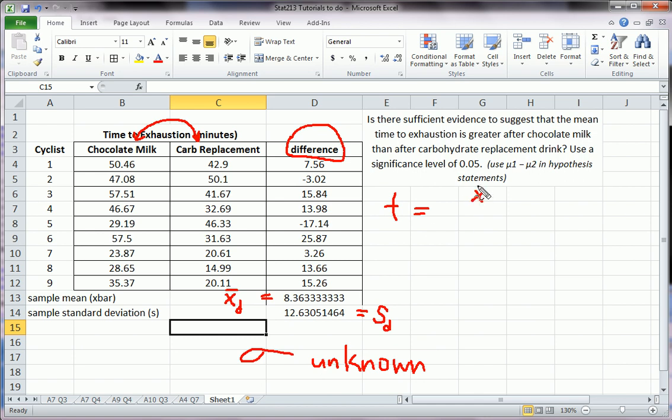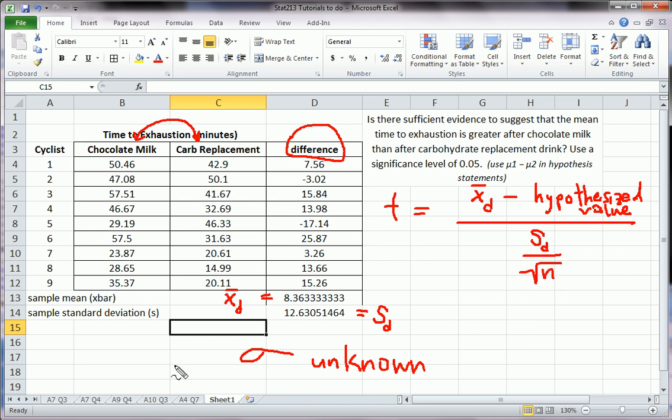And we're going to have x bar d minus the hypothesized value, which, if you recall from the null hypothesis, was 0, over the sample standard deviation of the difference column, s d, over the square root of the sample size. And by the way, the sample size is 9, right?